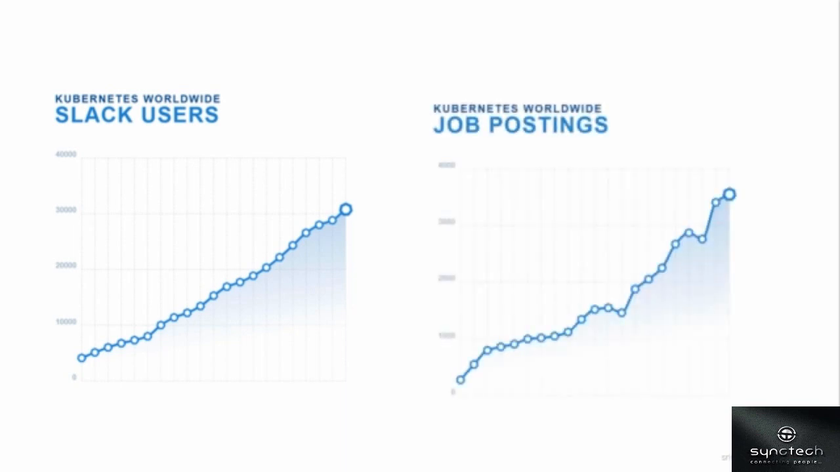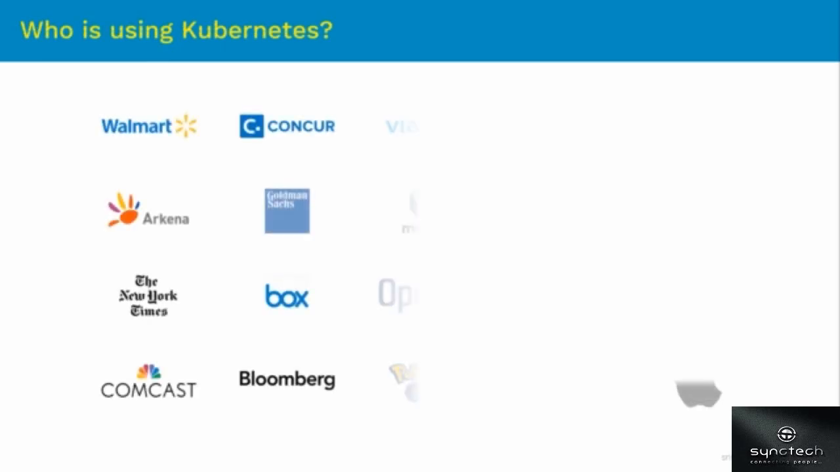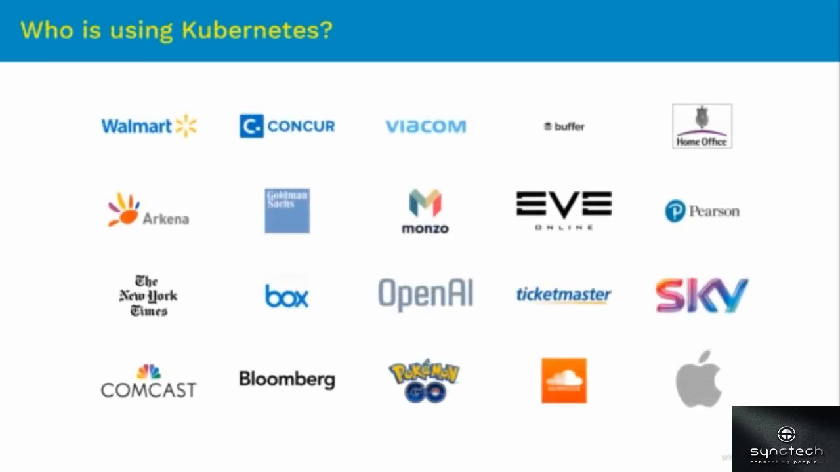And now let's take a look at the job postings related to Kubernetes. As you can see, that's a sharp line projecting in an upward direction. So I guess people with Kubernetes knowledge and experience have a bright future ahead. And these are some of the companies running Kubernetes inside their environment. As you can see, there are some well-known companies in this list, such as Walmart, Viacom, Goldman Sachs, Pearson, New York Times, Apple, and more.